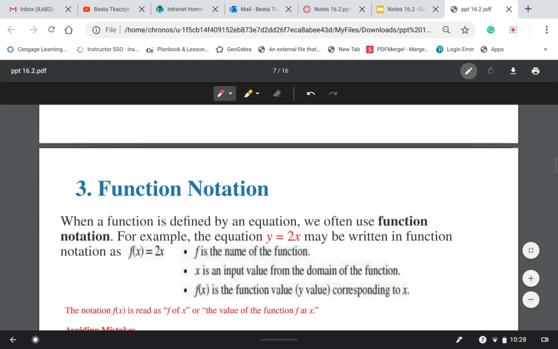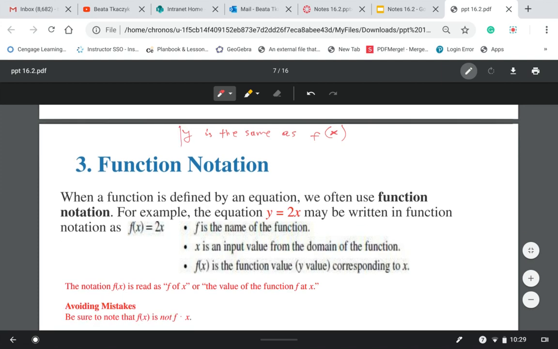So function notation. First of all, when we talk about the function, you need to know that y is the same as f of x. When we talk about functions, we replace that output with f of x. So we read that y is a function of x, and inside the parentheses you have the input, which is x. We just have to get used to this notation.